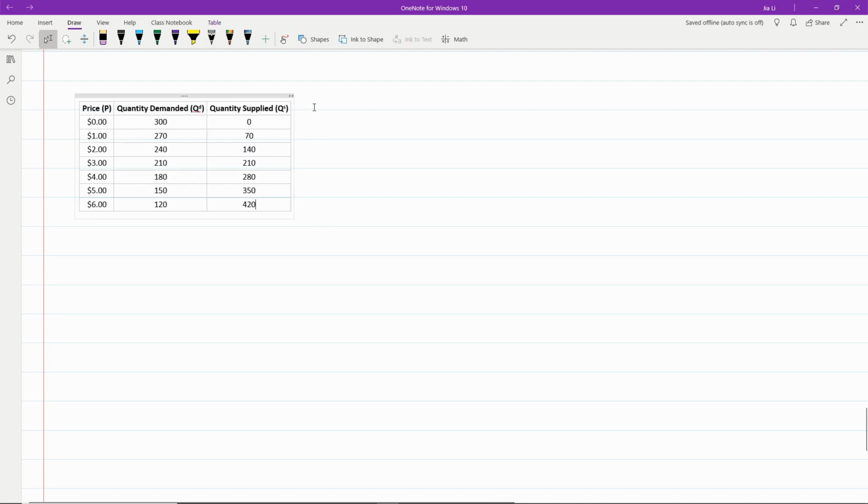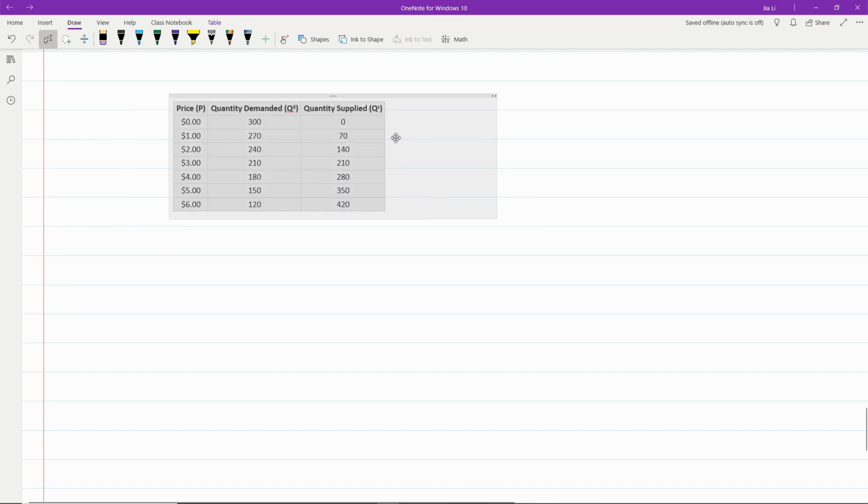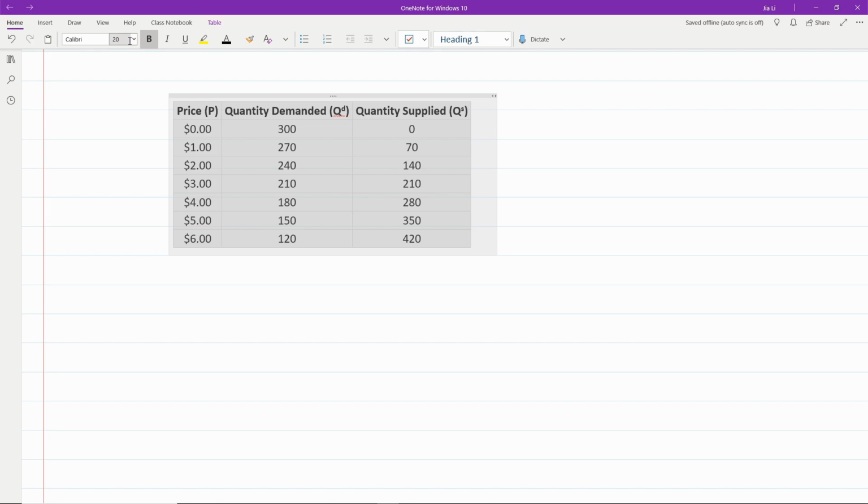So here is a table of, let me see if I can make this a little bit bigger. Is it like this? No. Okay. I think if I go to home and make the text here bigger, maybe that works. Yeah, okay, there we go.